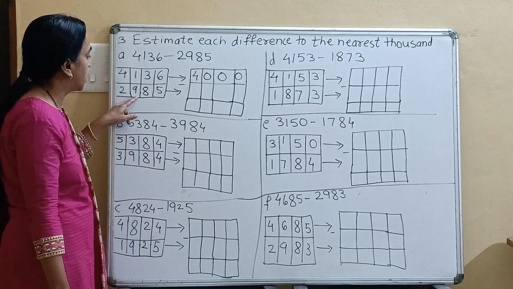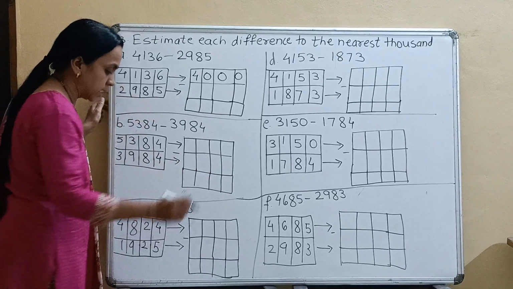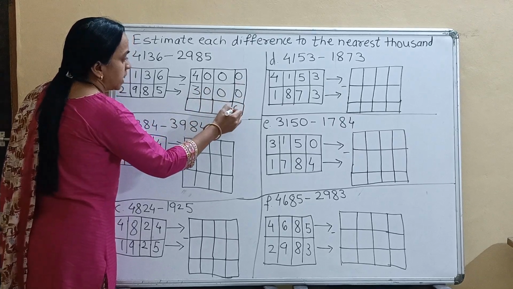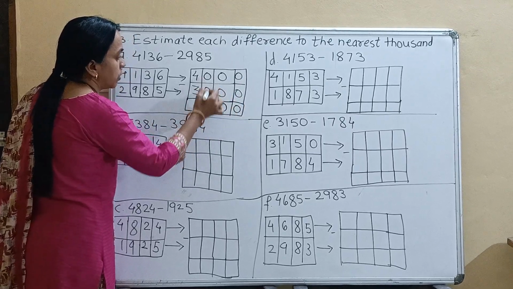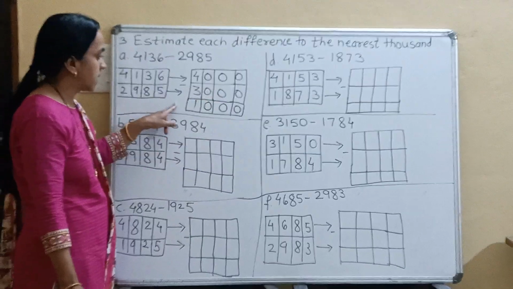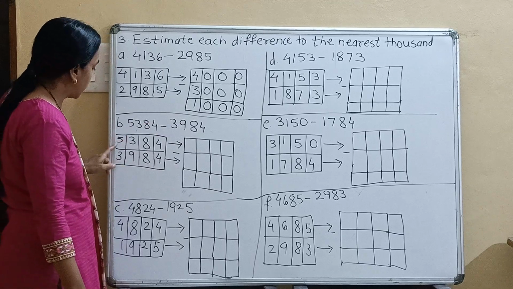Now see 2985. That is closer to 3000. So 0 minus 0, 0, 0 minus 0, 0, 0 minus 0, 0, 4 minus 3, 1. What is our answer? 1000. Now see big question.